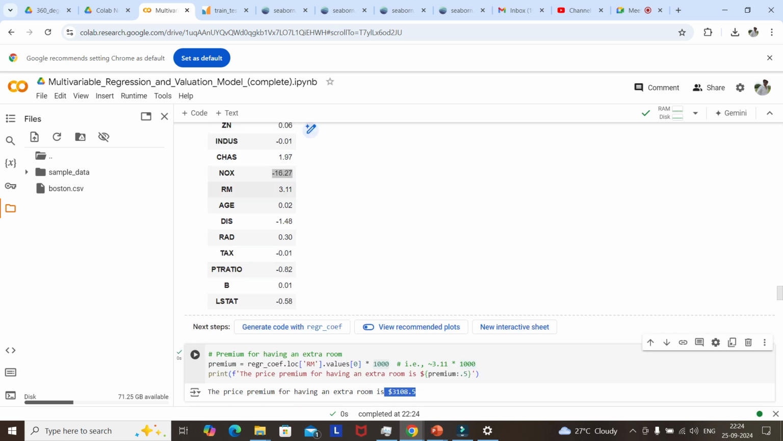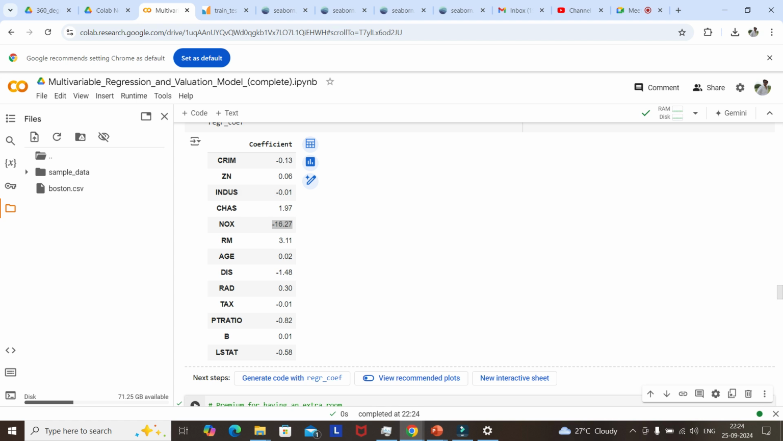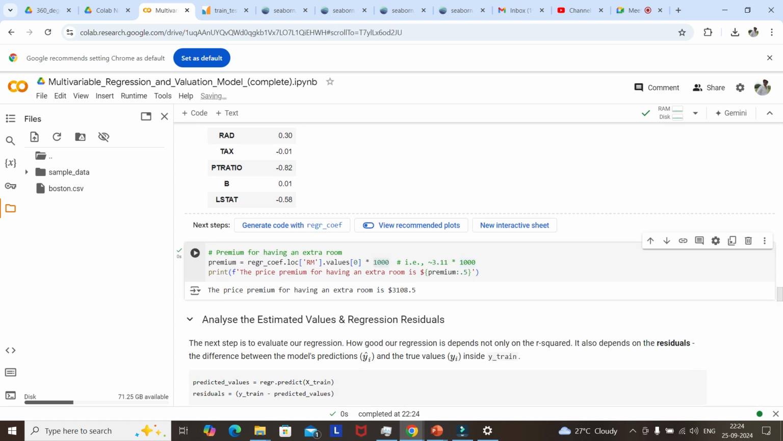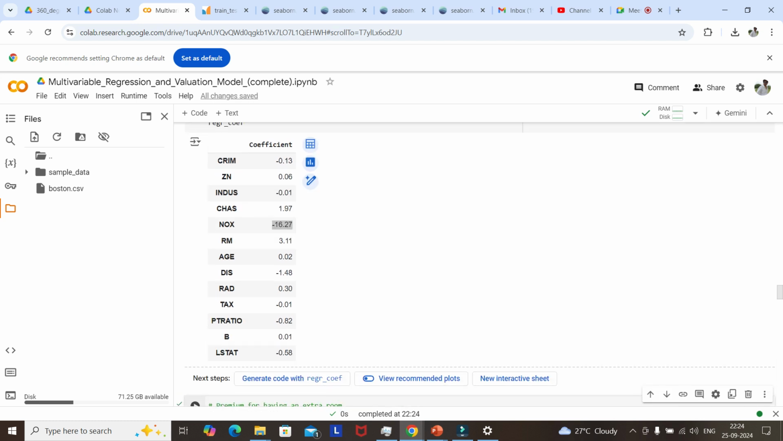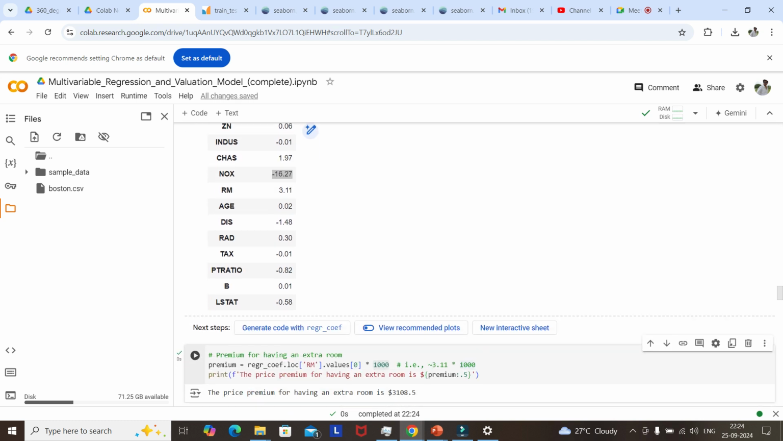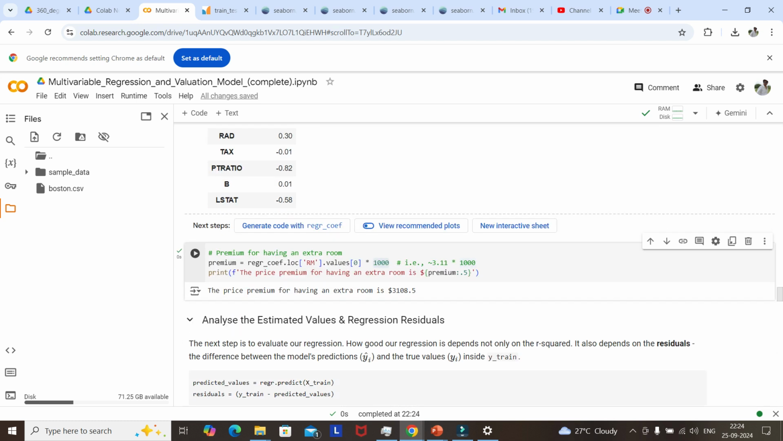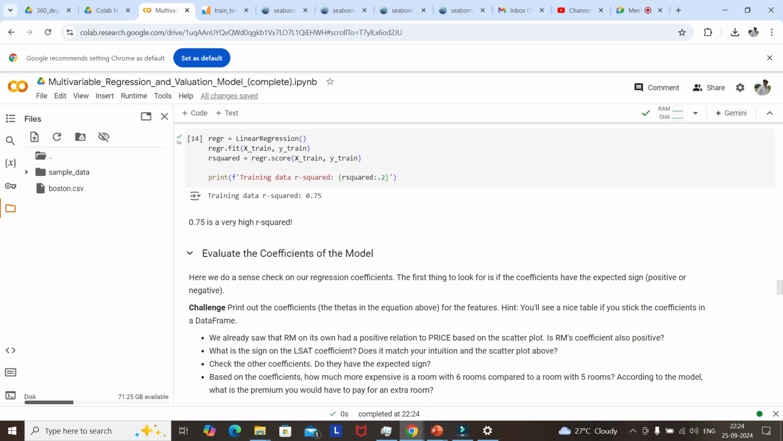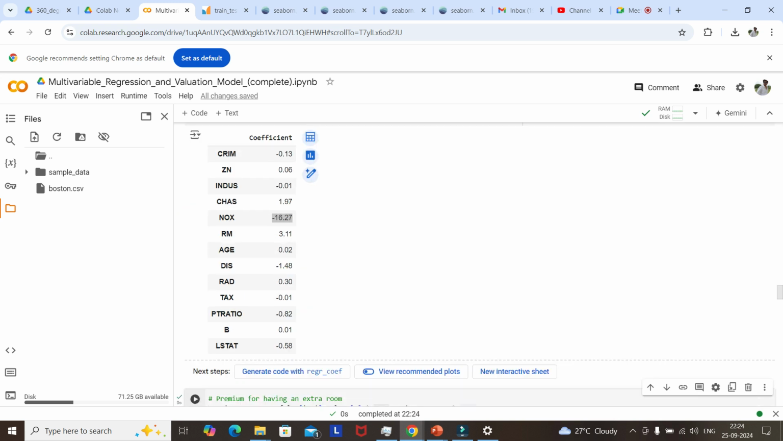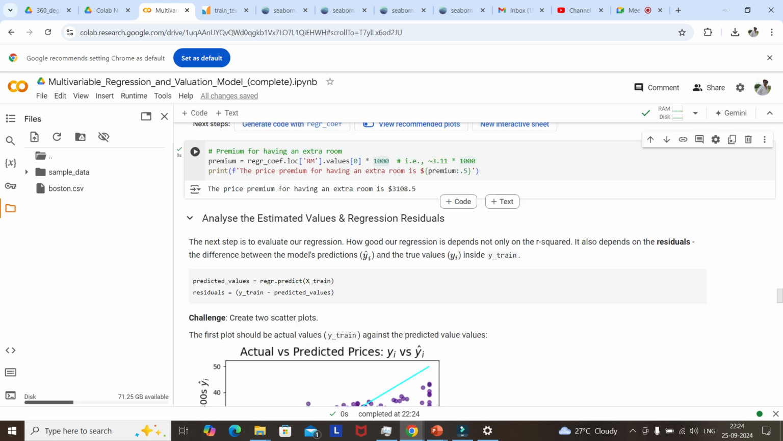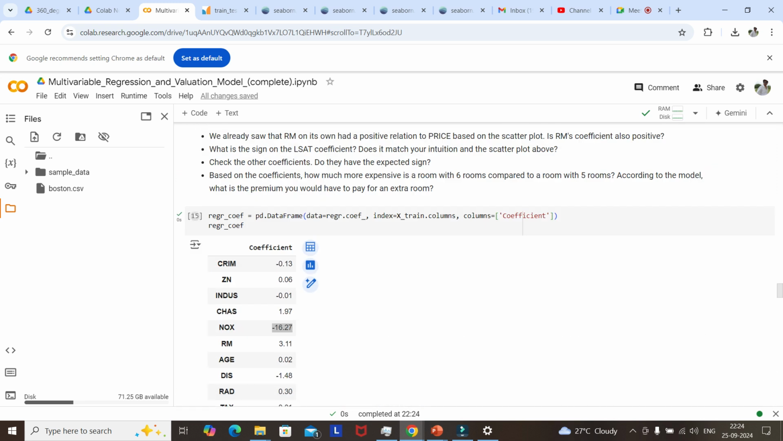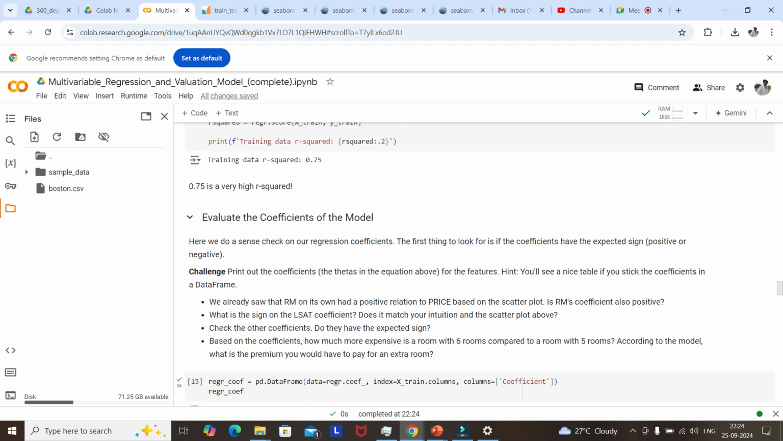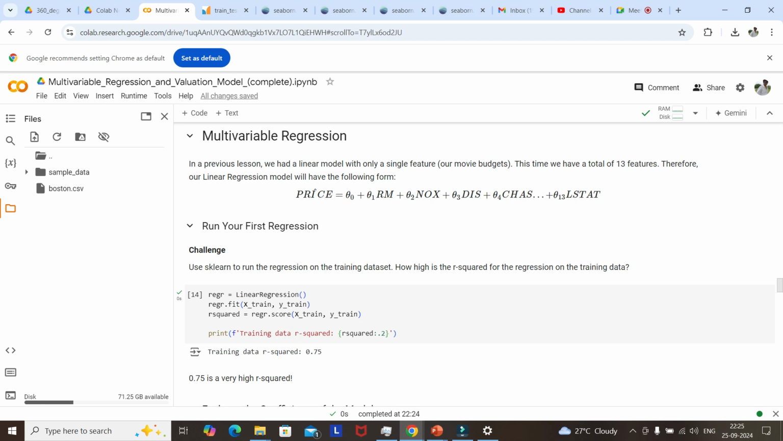We have taken the coefficient because for every increase in a single room, it is this coefficient times $1,000, because it is in thousands, right? We have seen that whenever we are plotting, it is in $1,000 only. So the price for having an extra room is like this. That's why the coefficients are very important when calculating what the price of the house depends on.